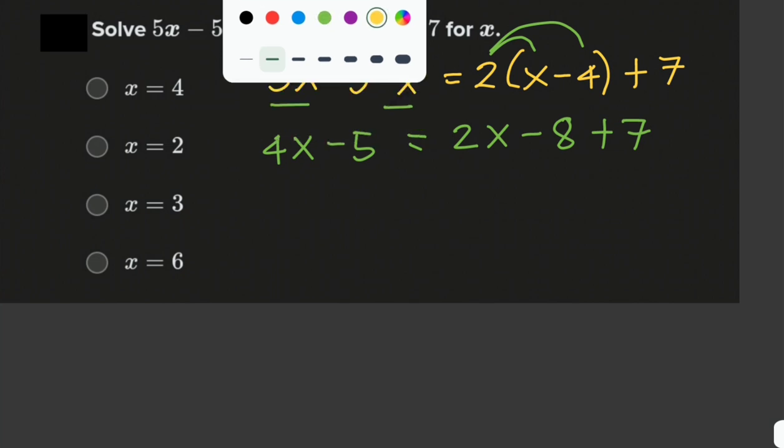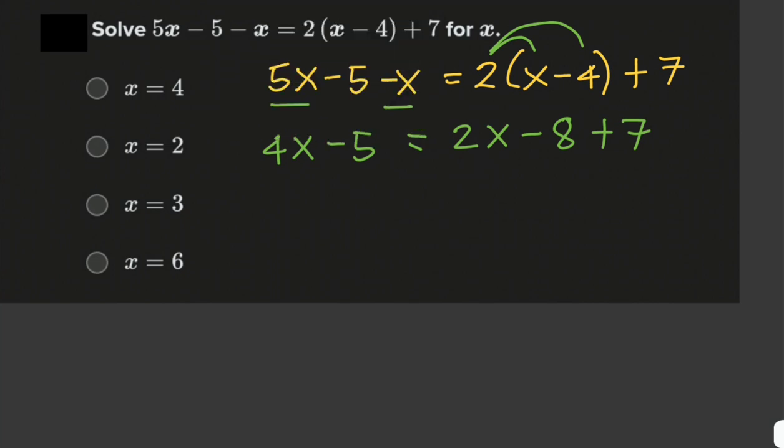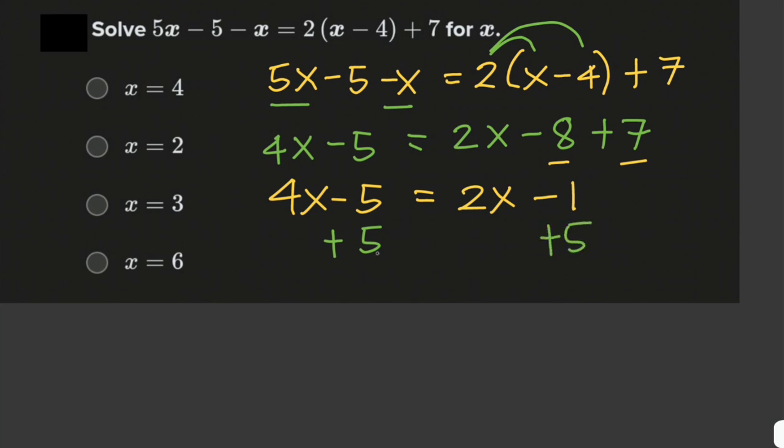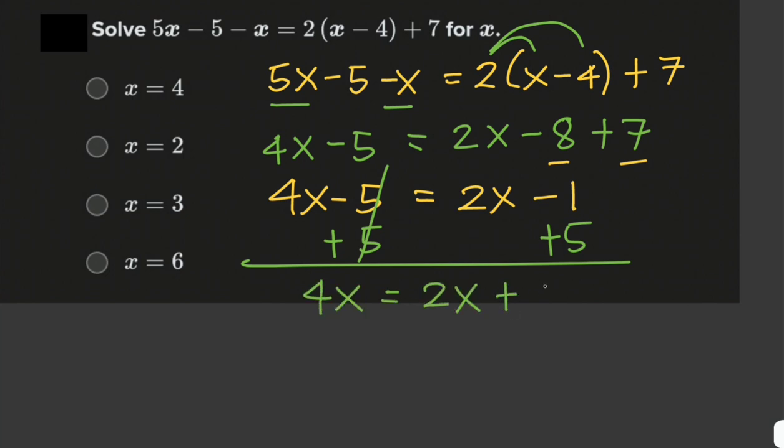And then we further simplify the expression on the right. Here, we can combine negative 8 and 7. So this is 4x minus 5 equals 2x. Negative 8 plus 7 is negative 1. Then we add 5 to both sides. So this would be 0. Then we'll be left with 4x equals 2x. Negative 1 plus 5 is plus 4.